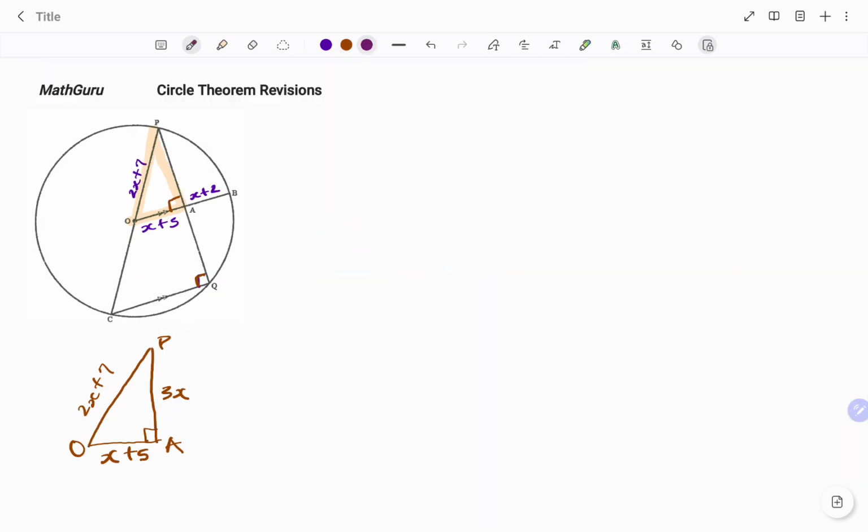Because this is a right angle triangle, I can use my Pythagoras theorem to calculate the value of x. So Pythagoras states that the hypotenuse squared, that's OP squared, or the side facing my right angle, equals the sum of the squares of the other two sides. Therefore, putting in my values, I have OP. Because it's an expression, I'm going to put that in a bracket.